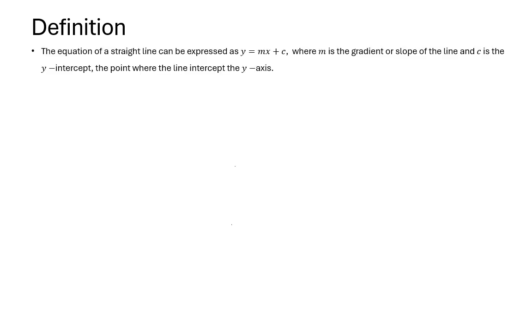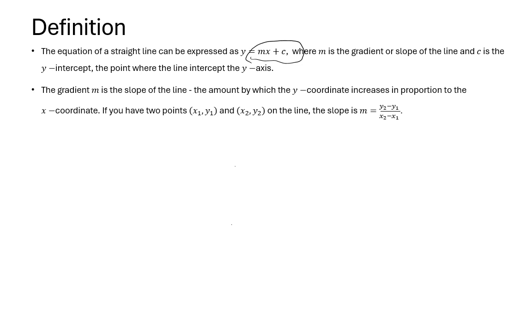So the equation of a straight line can be expressed as this, where m is the gradient or slope of the line and c is the y-intercept, that is the point where the line intercepts the y-axis. And the gradient or slope is the amount by which the y coordinate changes in proportion to x.